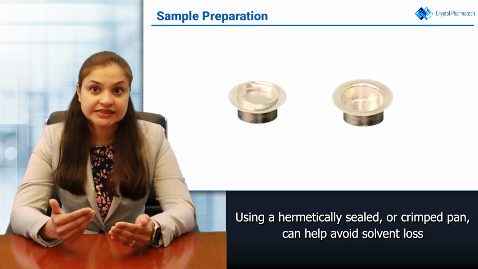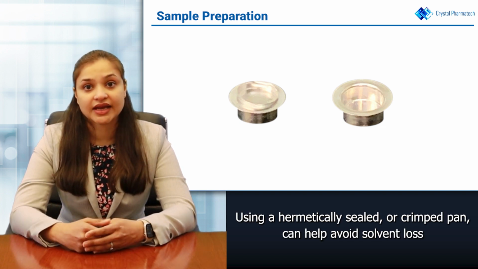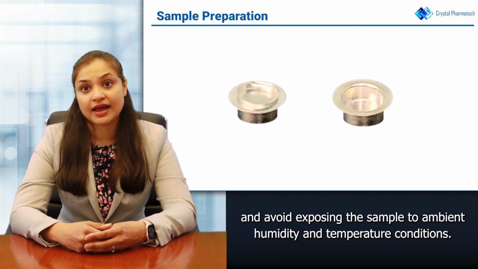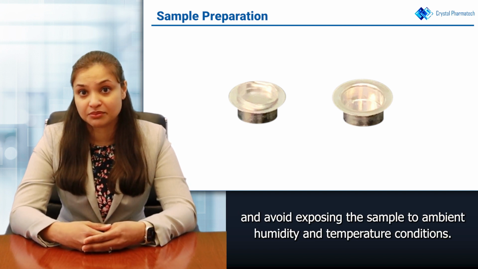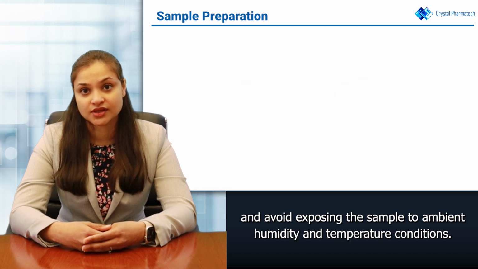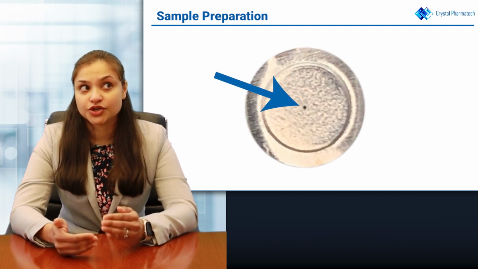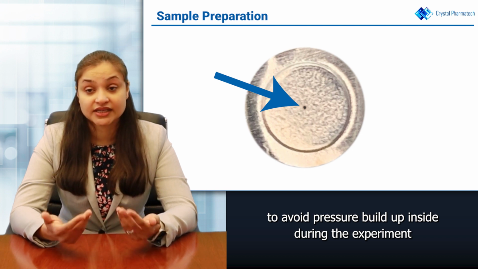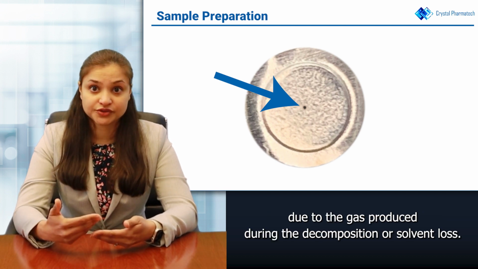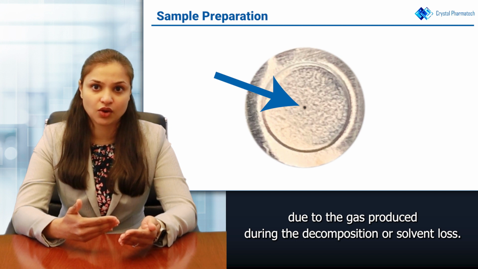Using a hermetically sealed or crimped pan can help avoid solvent loss and avoid exposing the sample to ambient humidity and temperature conditions. A pinhole is generally recommended for a sealed pan to avoid pressure buildup inside during the experiment due to the gas produced during the decomposition or solvent loss.